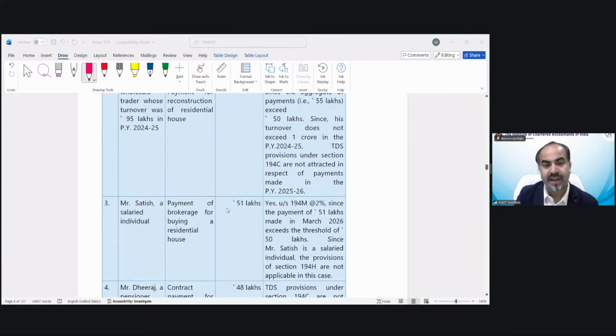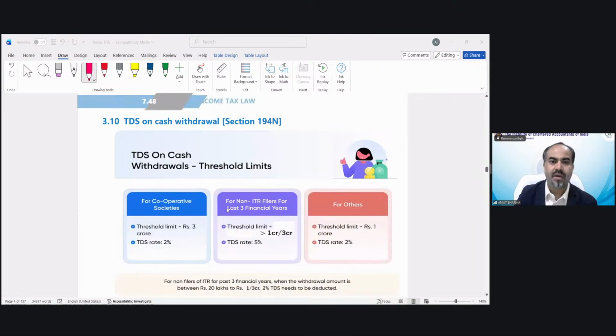So next is section 194N. Till now, we have seen that there must be some kind of income generation, some kind of income of someone on which a payer can deduct TDS. But section 194N is TDS on cash withdrawal. So if you are an assessee whose amount has been deposited in a bank, and you withdraw that amount from the bank in cash form, then after a certain limit of withdrawal, the bank will deduct TDS on the withdrawal.